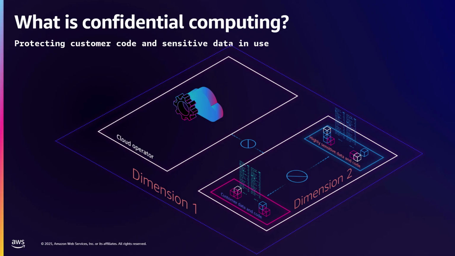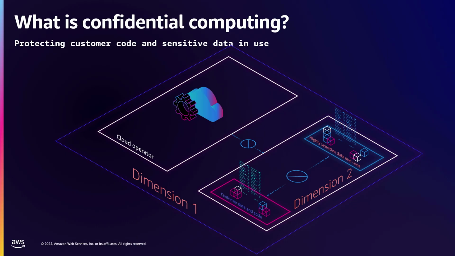Before I get into the solutions for those dimensions on AWS, let's try to define what confidential computing is, right? Confidential computing for us at AWS is the use of specialized hardware, firmware, and software to protect data and code while it is being operated upon. The important term here is while it is being operated upon, right?